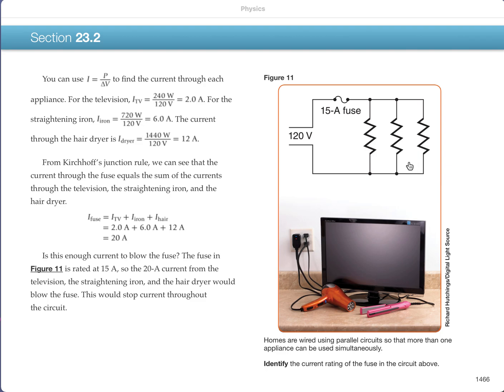And then remember, we learned that all the current that comes to these three devices, independent, different currents, all have to sum up to the total current coming out of the battery. So you put a fuse in here in series at the very beginning. That way, if you plug in things that need too much electricity or too much current, it'll melt the fuse and save your house from burning down.